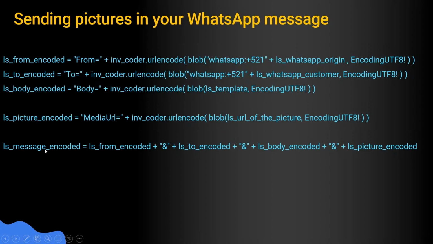And now you have the message encoded. You need the from, the to, the body, plus the picture. And that's the only thing that changes for sending pictures in your WhatsApp message. You're going to see that in the demo, and I'm going to show you the code in PowerBuilder.